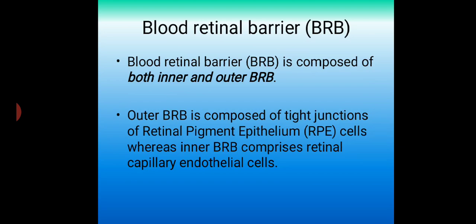There it forms on the surface of the capillary endothelium and the brain cells. Here we are seeing the blood-retinal barrier. This barrier also protects the entry of unwanted substances from the blood into the retina. Now, this barrier has two layers, an inner and an outer layer. The outer layer is composed of two components. The first component is retinal pigment epithelium and the second component is retinal capillary endothelial cells.